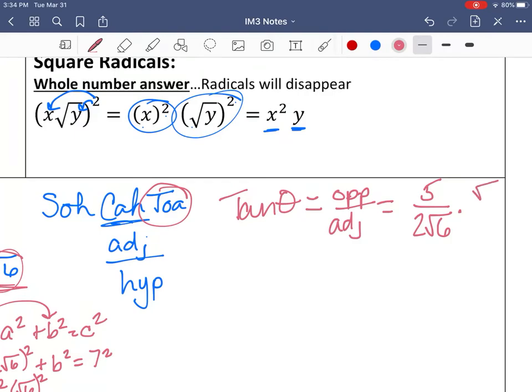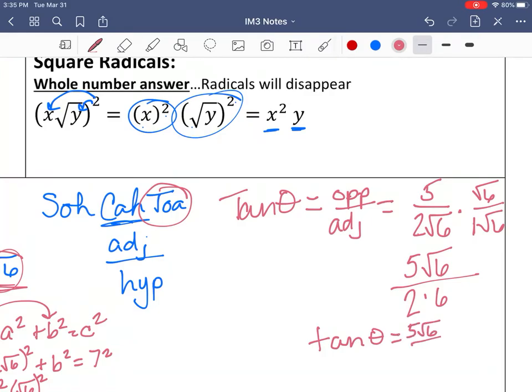Multiply by root 6 over root 6. That gives me 5 times radical 6 on the top, or 5 rad 6. On the bottom, I have 2, because 2 times this is technically a 1. And then rad 6 times rad 6 would be 6. So 2 times rad 6, nope, 2 times just 6, because the radical goes away. That gives me a final answer that the tangent of theta is equal to 5 rad 6 over 12.